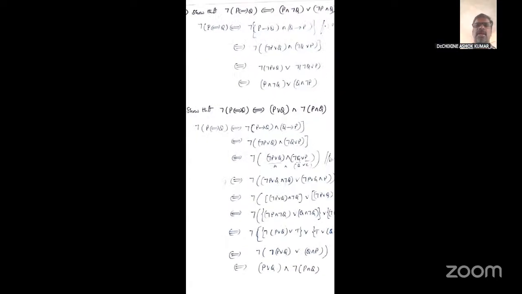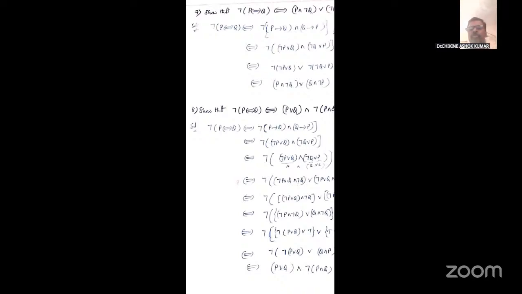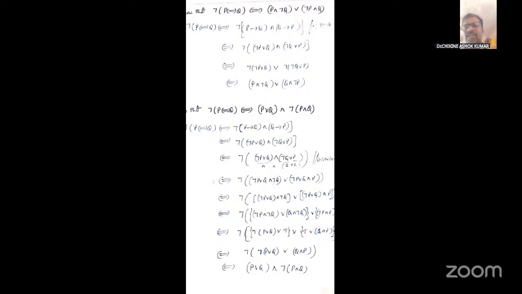Similarly, let me discuss this. All these are different examples. Let me do one more, because all these are for long answer purposes. There is scope to ask this kind of question in your final exam. So let's show that negation of P implies Q, sorry, it is not implies, it is biconditional, double implies. Negation of P double implies Q is equivalent to P intersection negation Q union negation P intersection Q. This is what we have to prove.